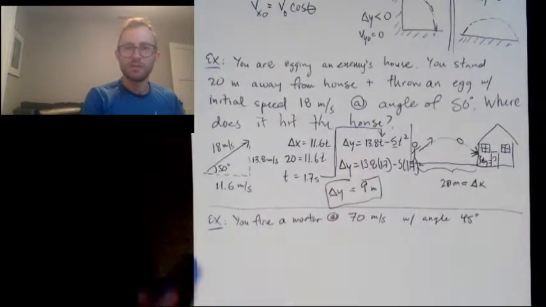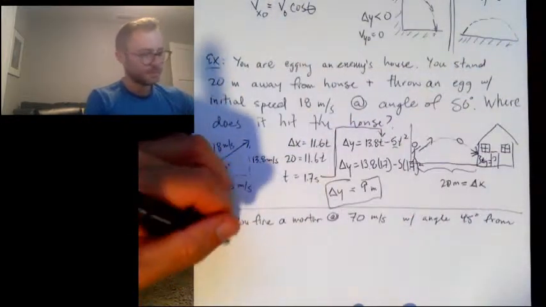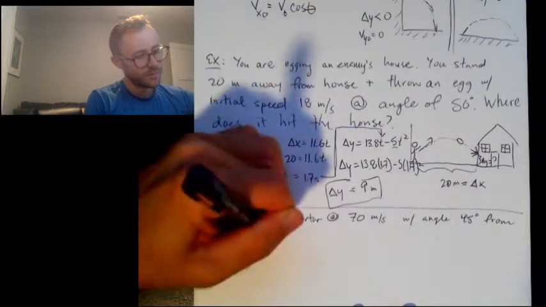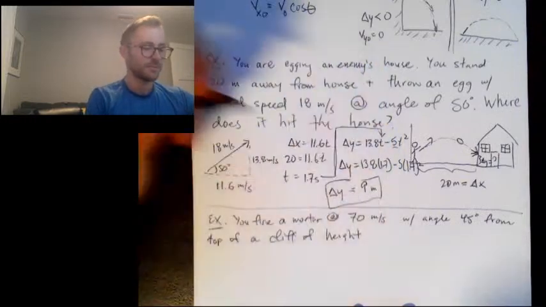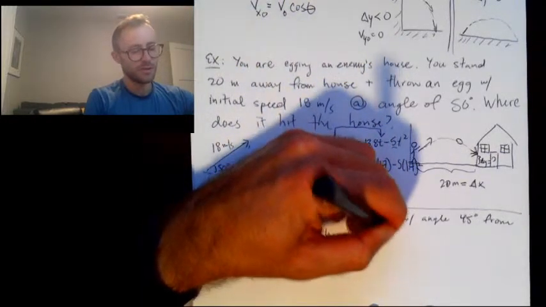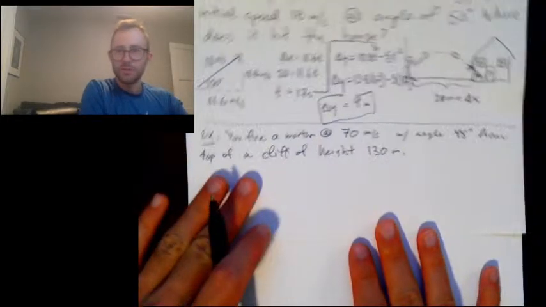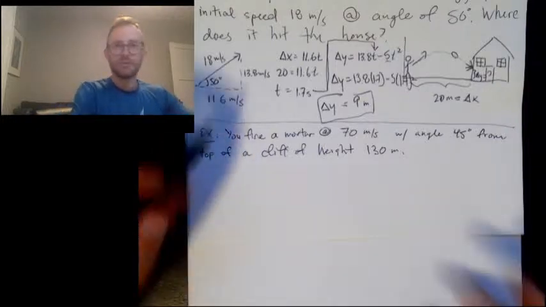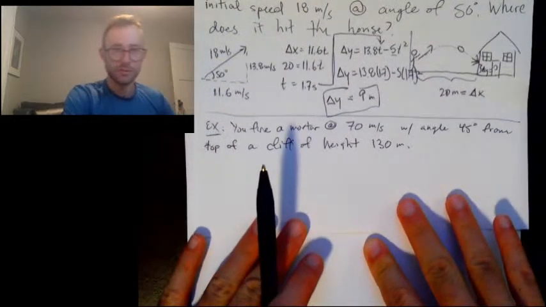You fire a mortar at 70 meters per second with angle 45 degrees from the top of a cliff of height 130 meters. Okay, so let's figure out what that means. Let's draw a picture. Excellent. Yeah. So for a perfect diagonal launch, you have equal x and y components for the initial velocity. Very good.